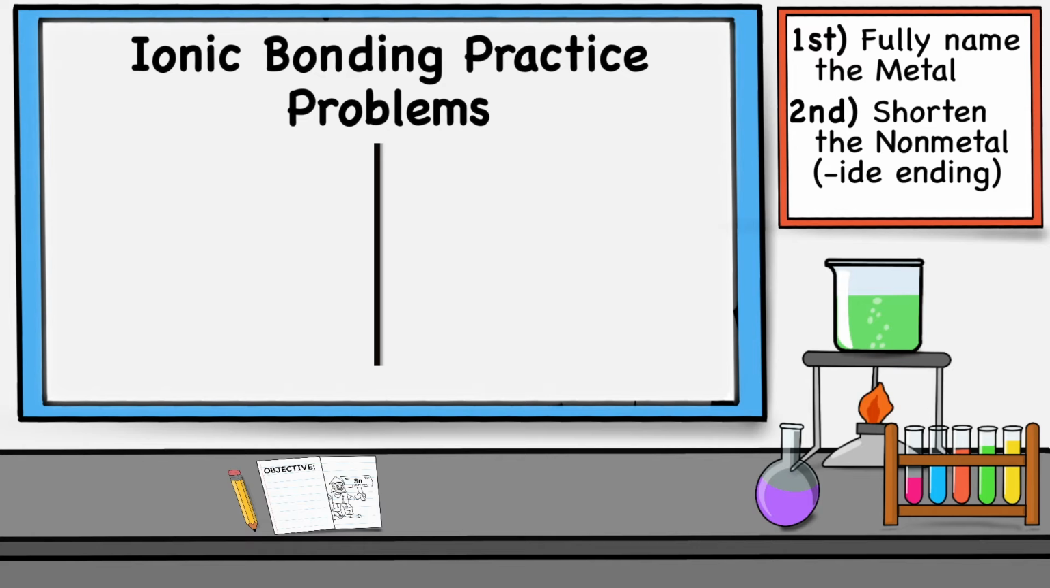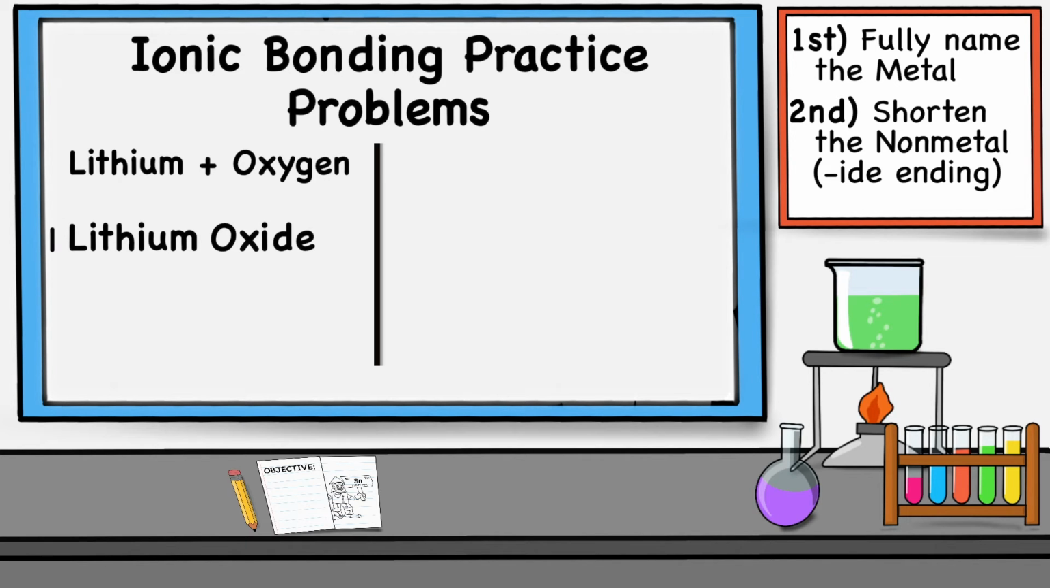So let's keep going. Lithium plus oxygen. Well, let's do the naming first because that's going to be the easiest one. Lithium is our metal, so we're going to just say the name out all the way. Lithium. Oxygen, we can shorten to oxide, so we have lithium oxide is the name.